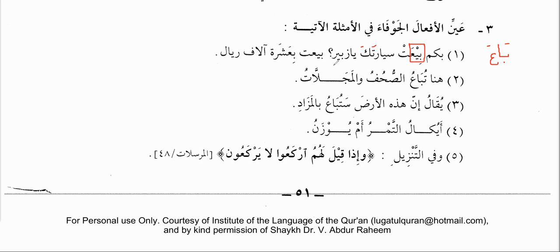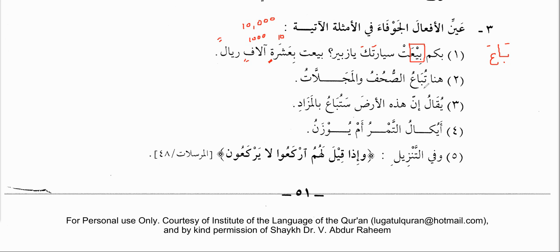Sayyarataka ya Zubair. So someone is asking Zubair, how much you sold your car for? So he says, bi'at, my car is sold for. So this is a passive voice. So you will say, it is sold for. So bi'at asharati alafin riyal. So he says it is sold for bi'ashra alaf, 10,000. So now you got your number. 10,000 riyal he sold his car.